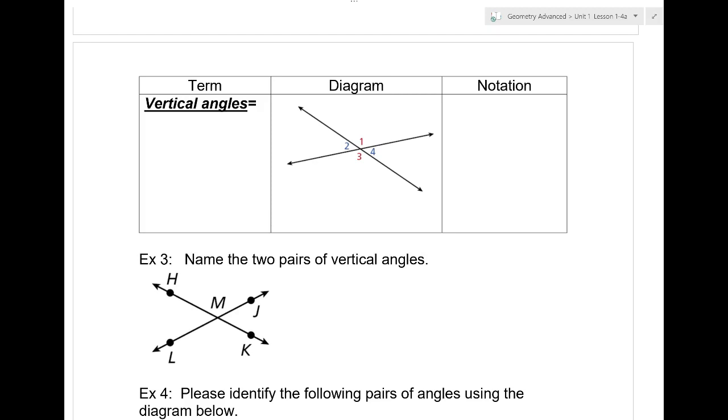And this next one is also used all the time. They're called vertical angles, okay? So make sure you get this definition out because this makes a huge difference. So vertical angles, first of all, are going to be two non-adjacent angles formed by, and this is it, two intersecting lines. So two non-adjacent angles formed by two intersecting lines.